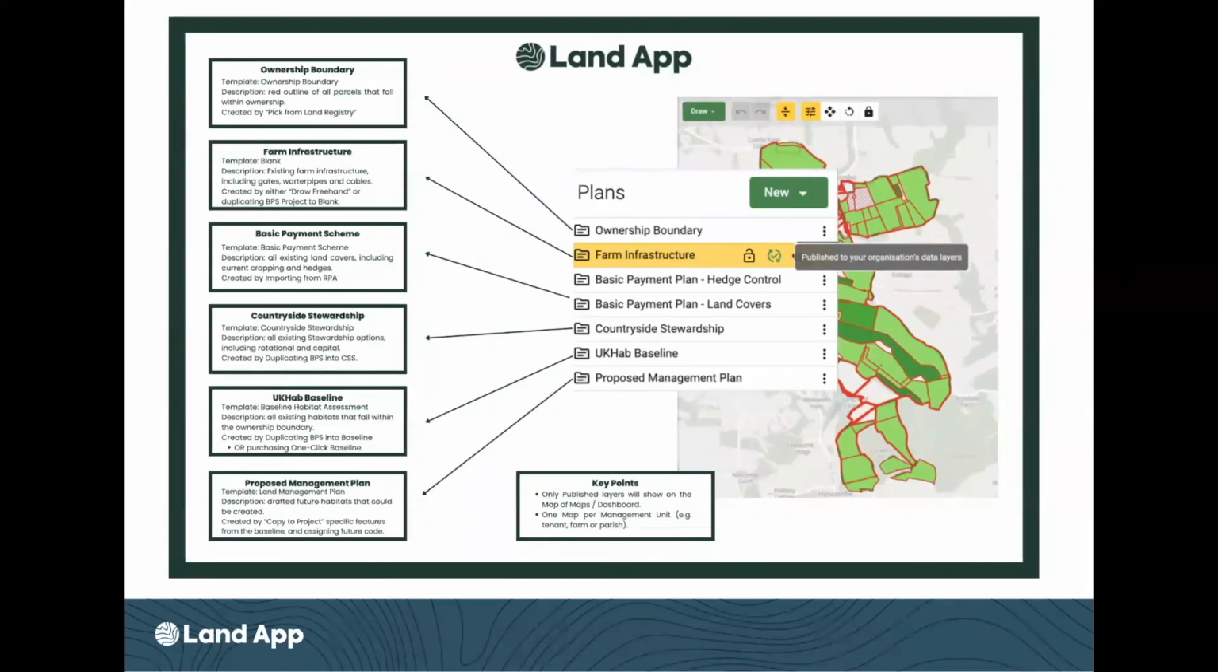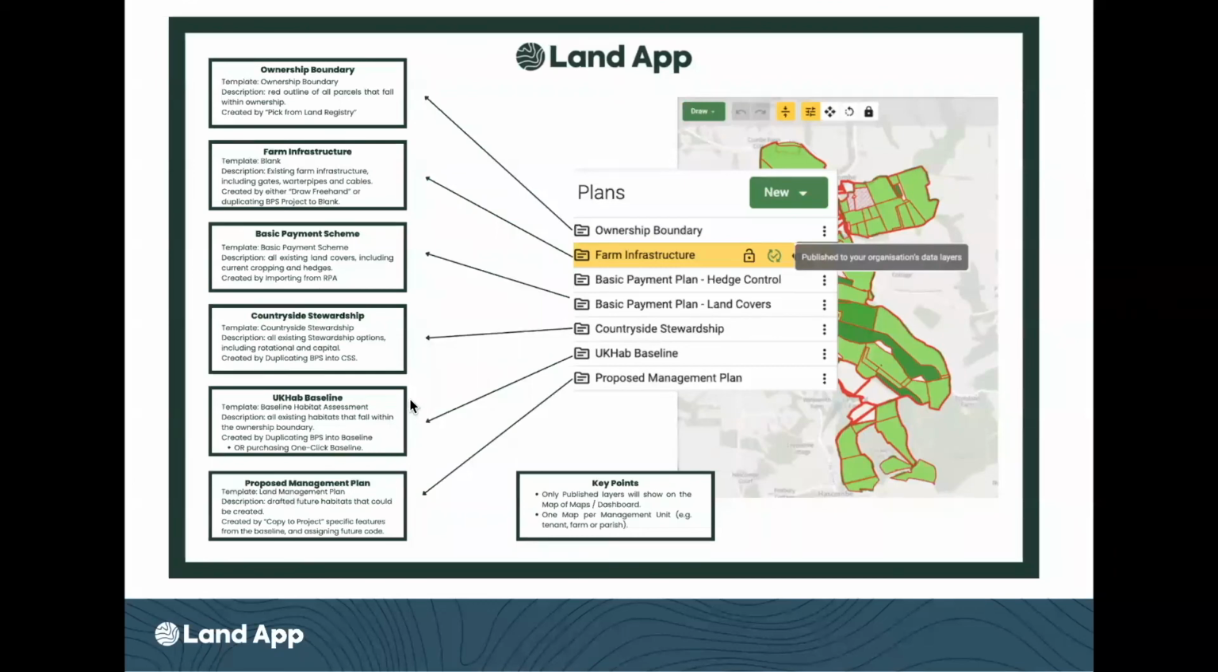In my head, if you're a farm cluster or a member of a farm cluster, these are the key templates that underpin your individual farm. So it's ownership boundary, where's your geospatial ownership, which includes the farm buildings. It doesn't just include the agricultural area, for example. And you do that by creating from Land Registry, farm infrastructure. So where are your existing pipes, existing ditch networks, etc. I'd recommend drawing those on, or at least getting someone to help you with those. Then a basic payment scheme and countryside stewardship for obvious reasons. And then the two projects that I've just mentioned.